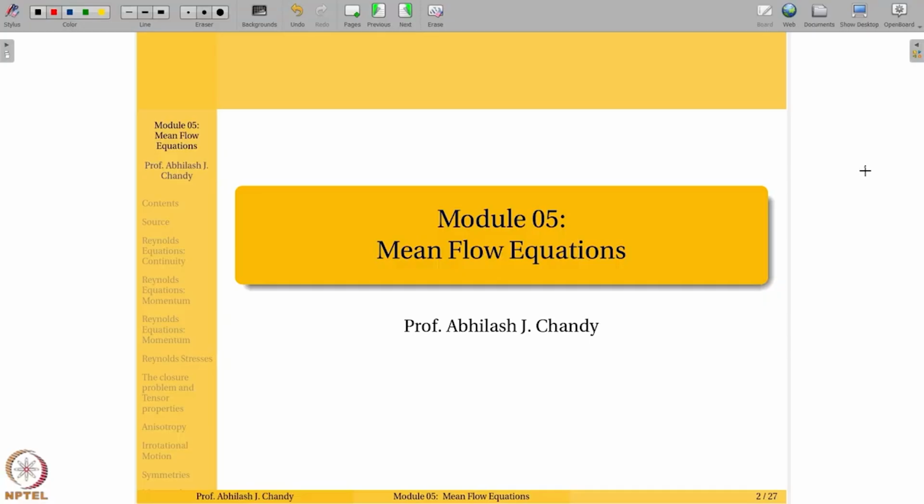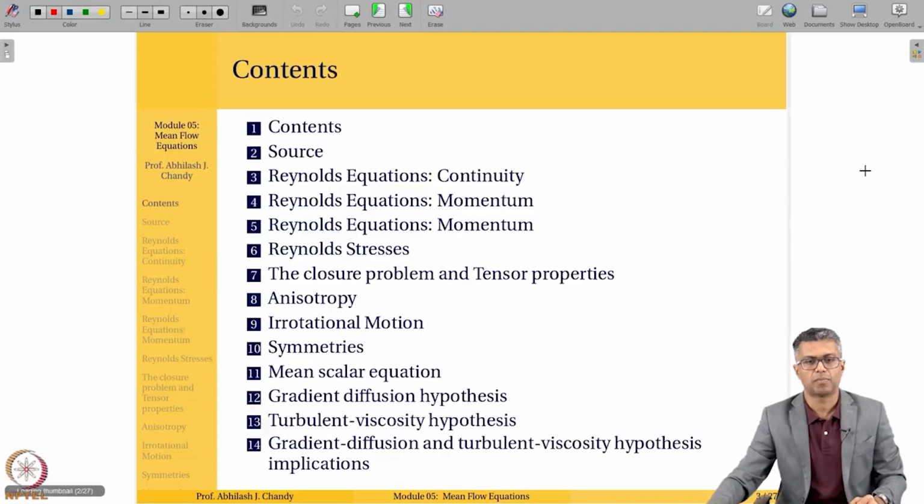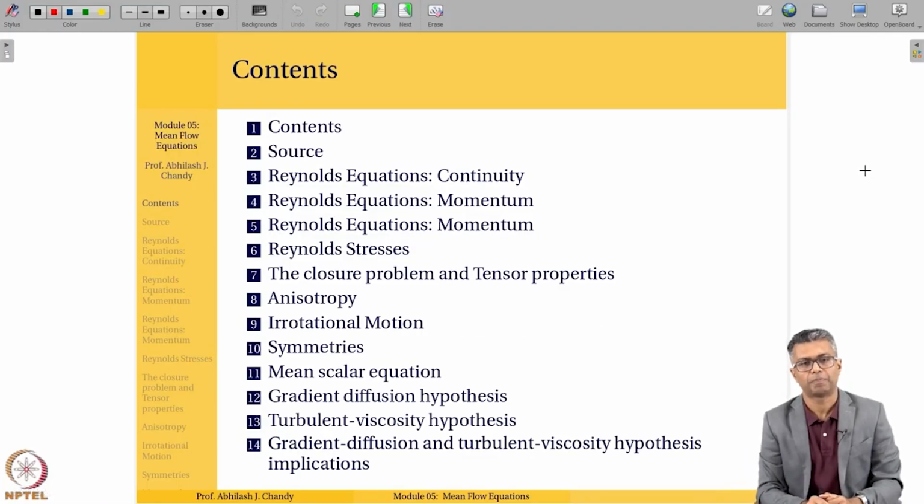Hello everyone. So today we are going to start with a new module. This is module 5, mean flow equations. So in this module we are going to be dealing with the Reynolds equations, obviously for continuity and momentum.